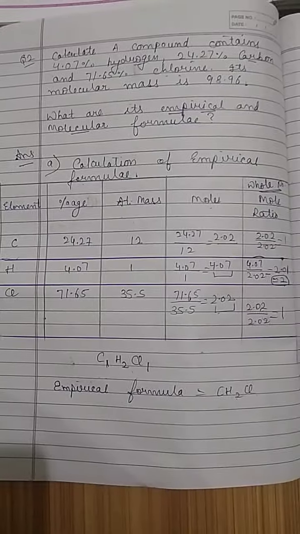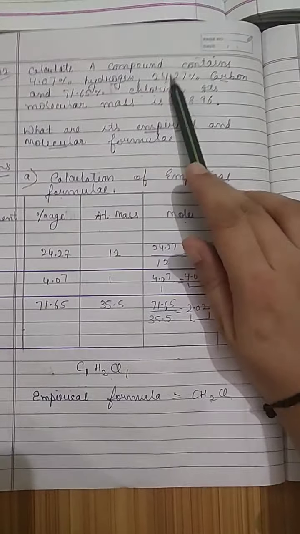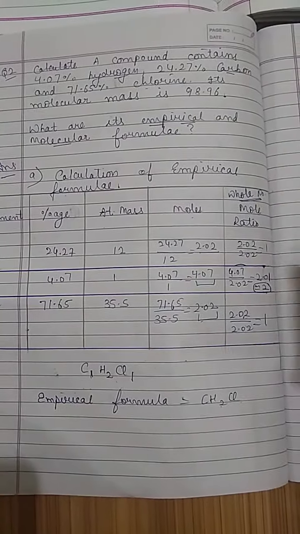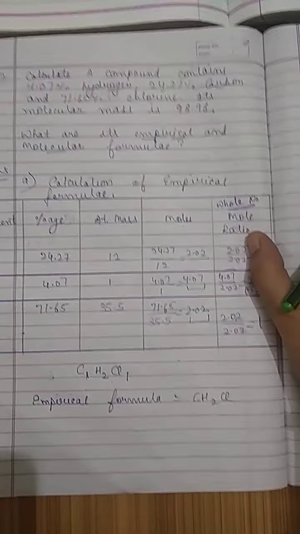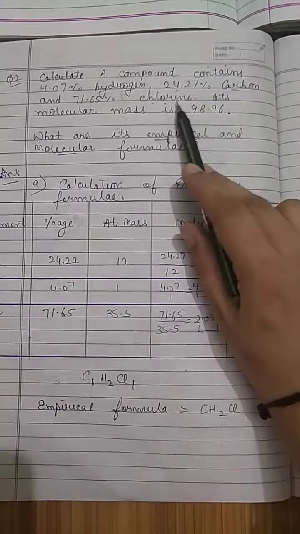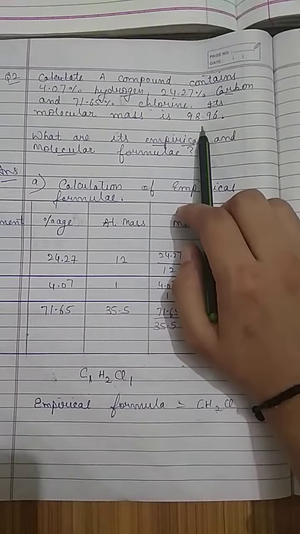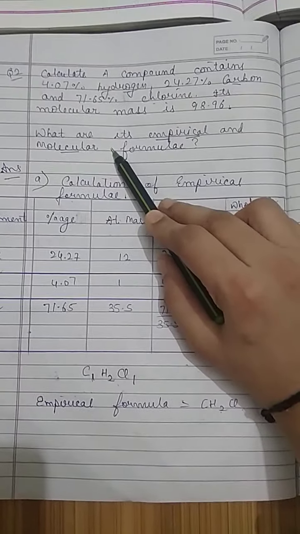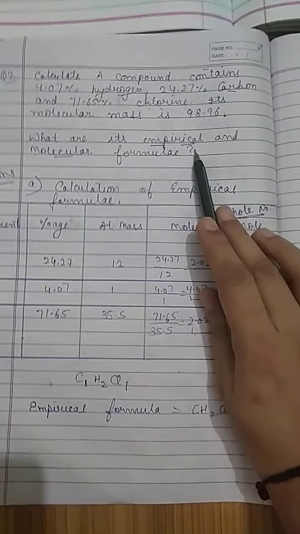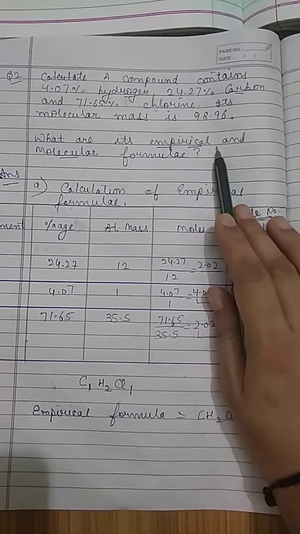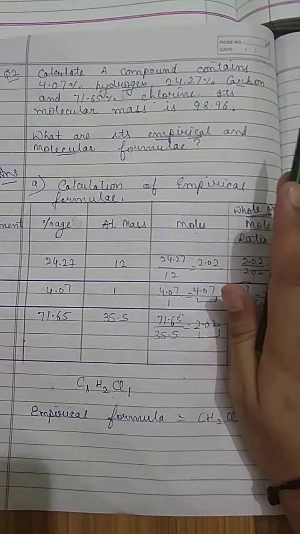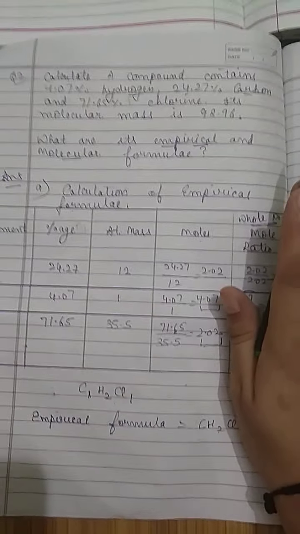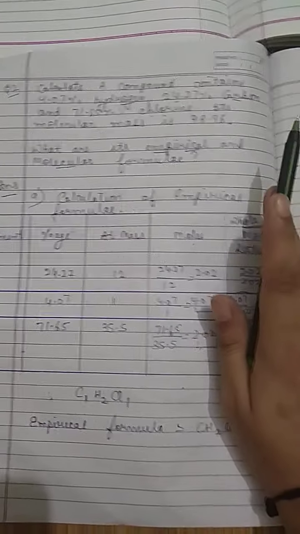Okay, now the next question is: a compound contains 4.07% hydrogen, 24.27% carbon, and 71.65% chlorine, and its molecular mass is 98.96. What we have to find is the empirical and molecular formula. और हमें यहाँ पे सबसे पहले empirical formula find करना है. तो empirical formula find करने के लिए हमें elements की percentage composition और उनका atomic mass पता होना चाहिए. Okay, with these two particulars we can find the empirical formula.